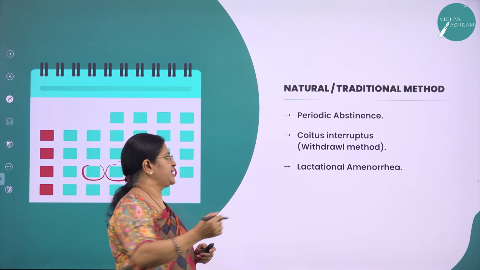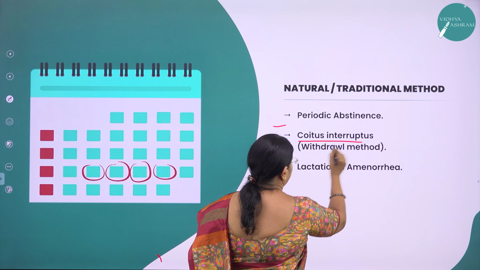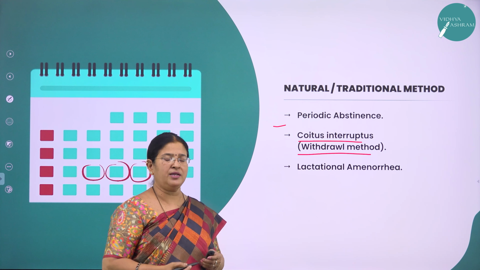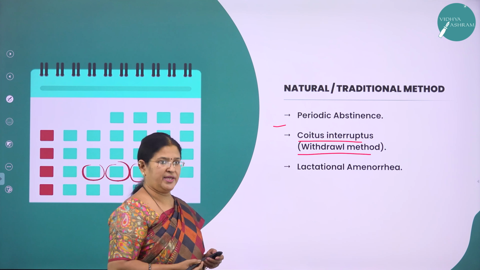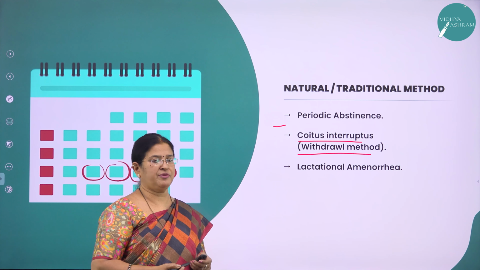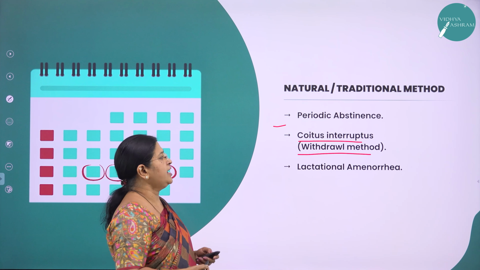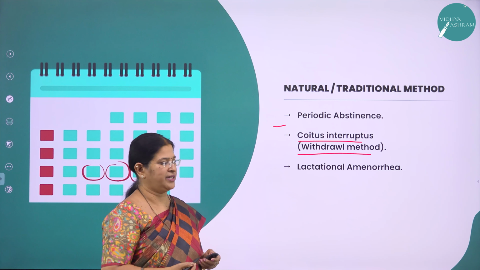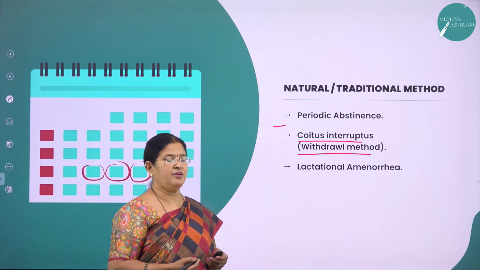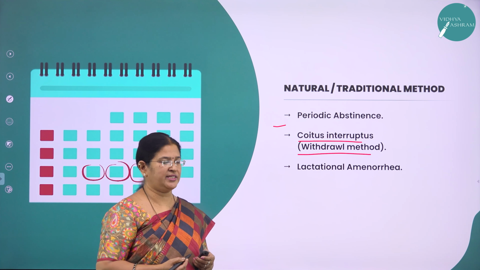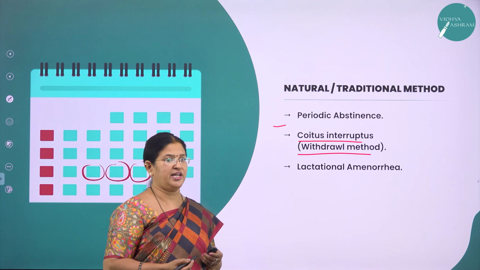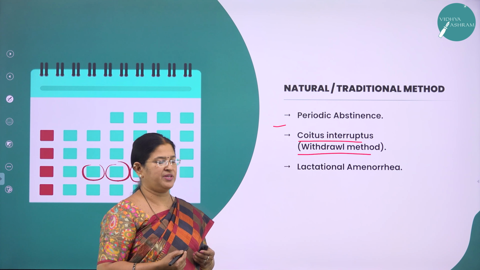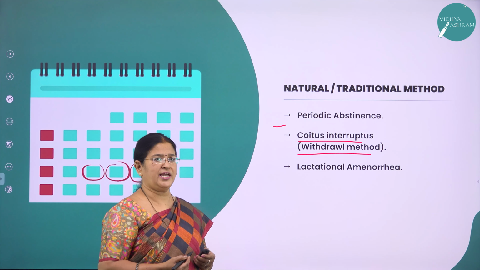Now, moving on to the second type. What is coitus interruptus or withdrawal method? Here a man withdraws his penis before ejaculation from the woman's genitalia, and this is called coitus interruptus, or it is also called the withdrawal method. I repeat, here a man withdraws his external genitalia, that is the penis, before ejaculation from the woman's vagina, and this is called coitus interruptus.